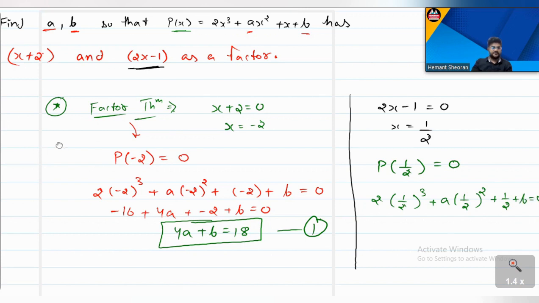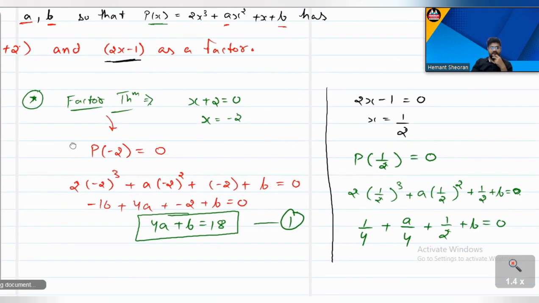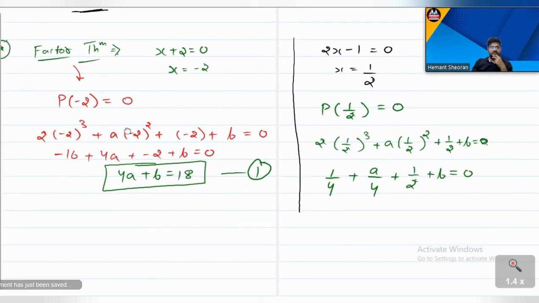Any confusion? No? Okay, then in the next step, half cube is what? 1 over 8. 2 times 1 over 8 will give us 1 over 4. In this step, it will just give you a over 4. In this step, it is just half plus b you got is equal to 0. Any confusion? No. So now what can we do in the next step?